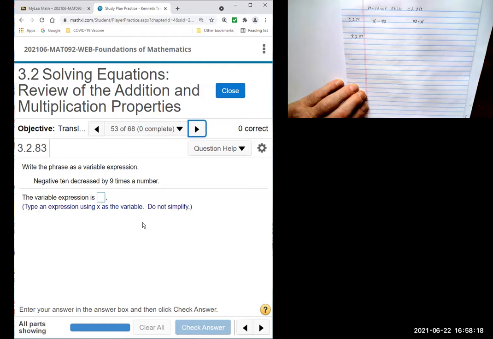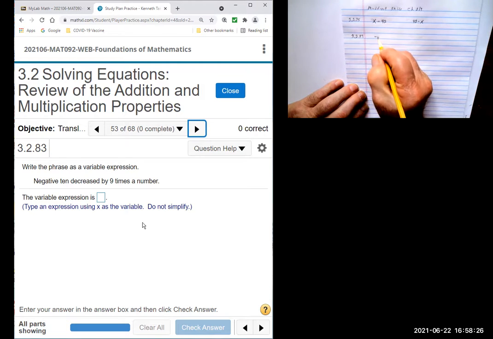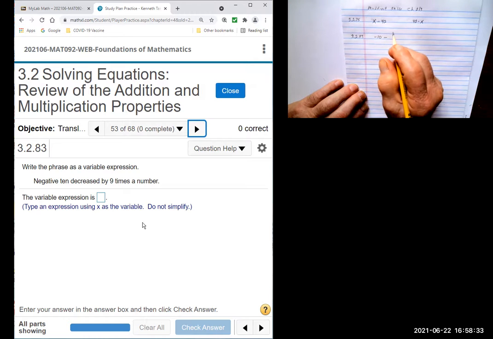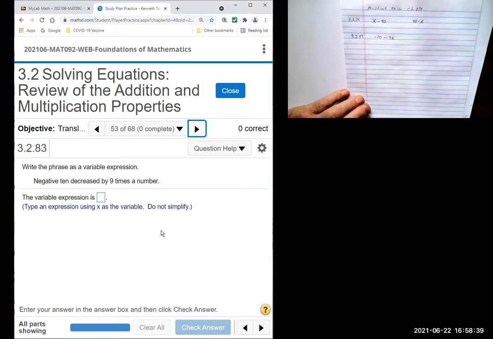This problem says negative 10 is to be decreased by 9 times the number. Times, of course, means multiplication. So translating, we have negative 10. We're going to decrease the negative 10, so it's a minus 9 times the number x. We're having some problems doing the translation. That's why I'm going over these.